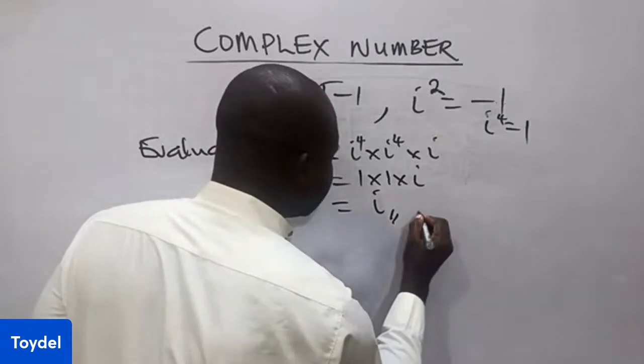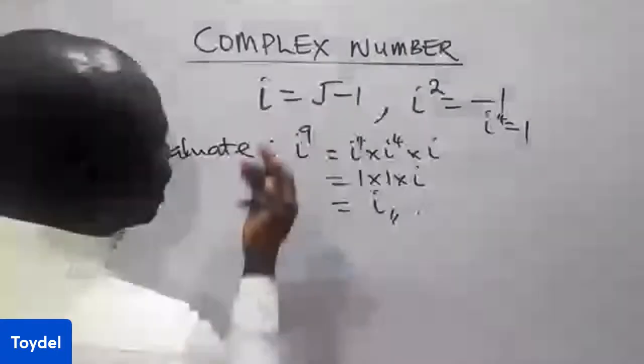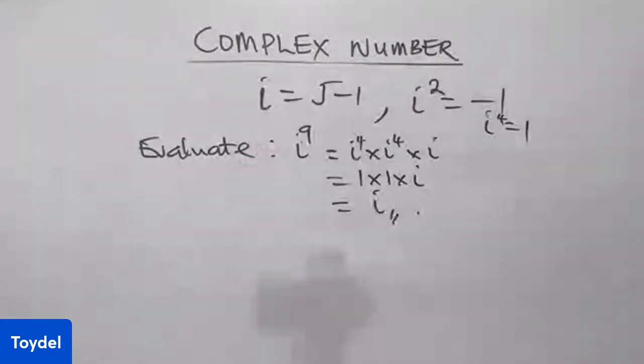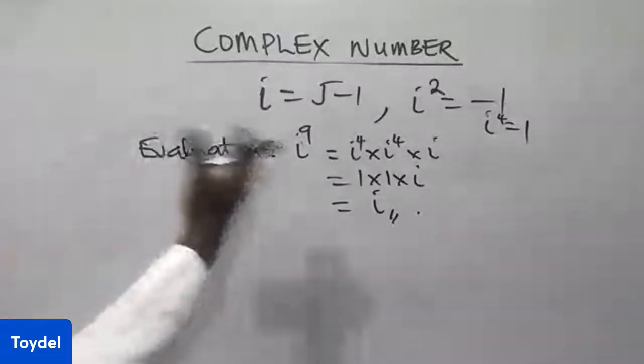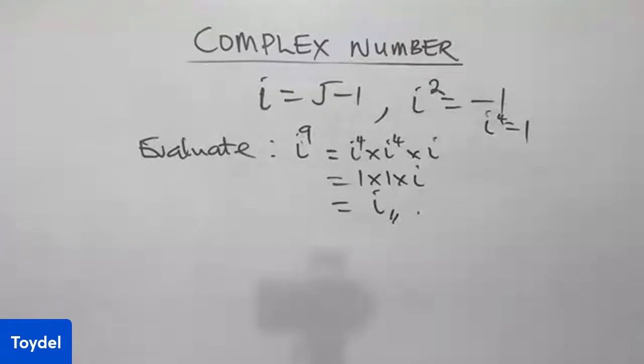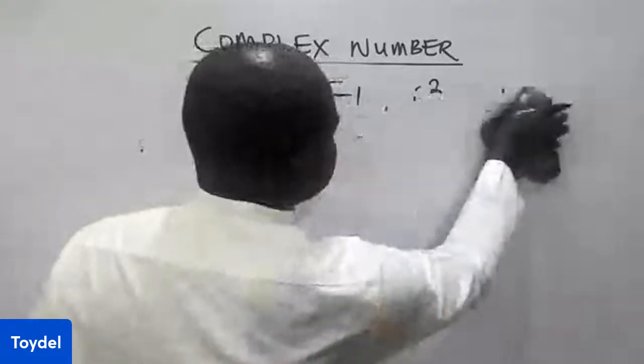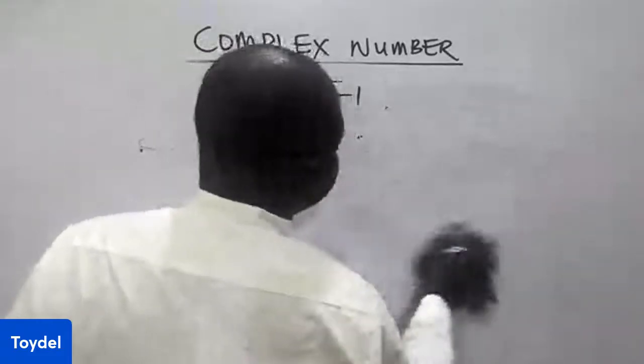Please, let's take notes. If you have multiple choice questions where you have to find the value of i raised to power 9, at the end of the day it's going to give us i. So please, let's take notes. We can be asked this type of problem when we have an objective question, a multiple choice question. It is important to take note of this type of question.